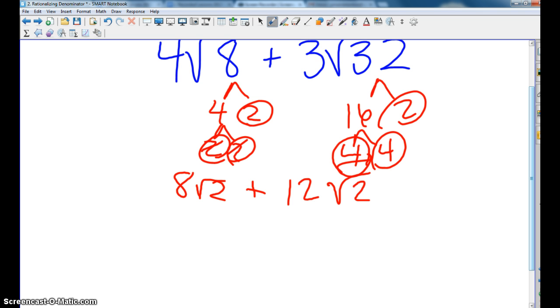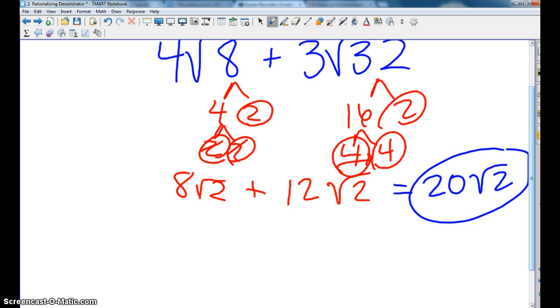Well, that's good, because now these are like terms. They weren't like terms before, but now they are. They're both root 2s. So you've got 8 of them, and you've got 12 of them. How many do you have? 20 of them. 8 plus 12. It's not 20 root 4. People are tempted to add them together. It's 20 root 2. All right?